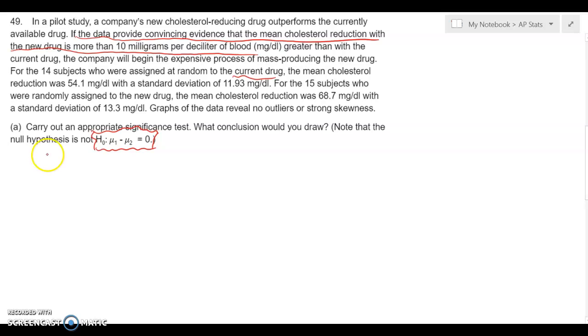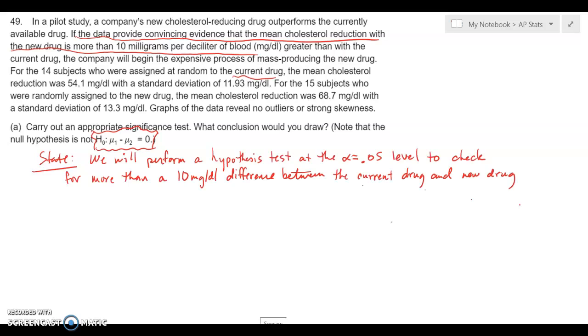Our process stays the same. We're going to start with the state. So that statement looks like this. We're going to tell them we're going to test here at the alpha equal 0.05 level to check for more than a 10 milligram per deciliter difference between the current drug and the new drug. So a little bit general there. We'll get a little more specific under the do step.